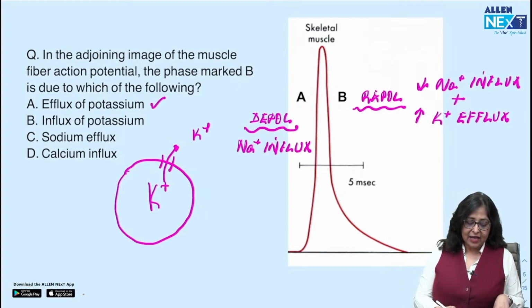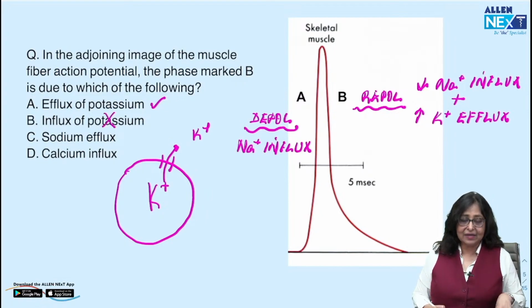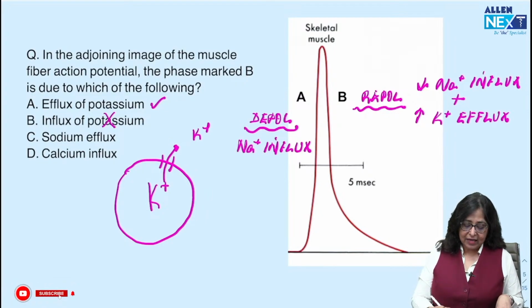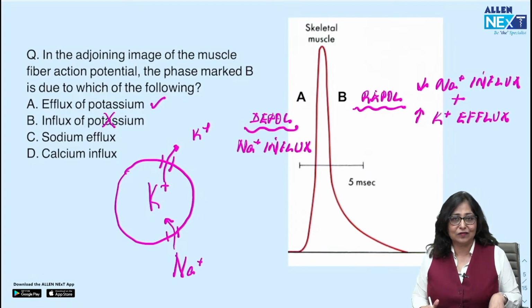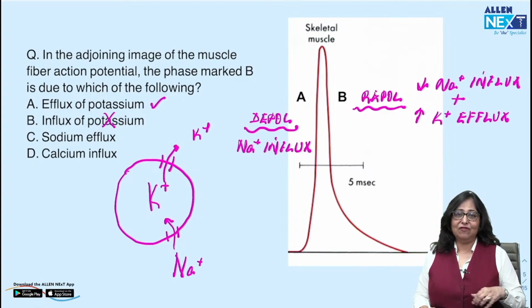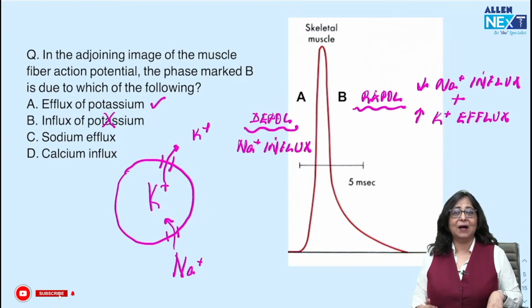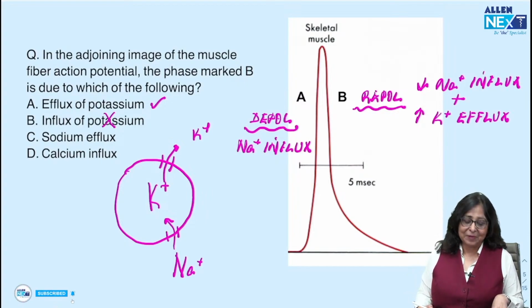But through a channel, influx of potassium is not a possibility. And similarly, sodium efflux. If a sodium channel is open, sodium will come from outside to inside. There is an influx of sodium. For efflux of sodium, that means to move the sodium out of the cell, you need a pump. So, sodium efflux is not the answer. Calcium is not the answer.